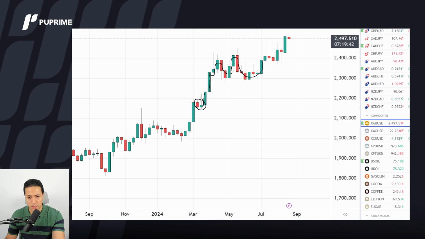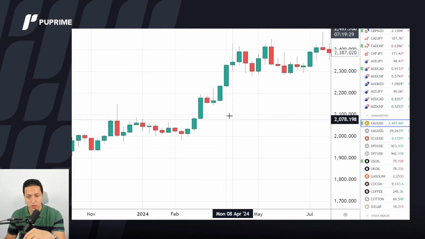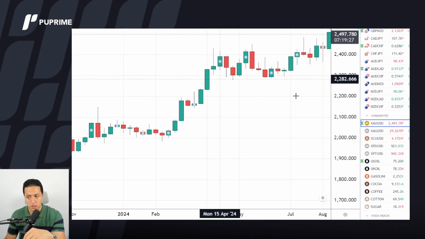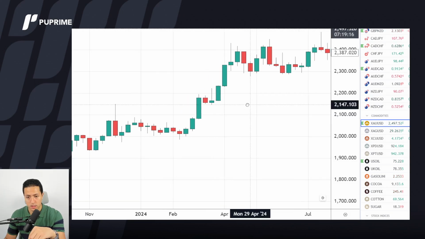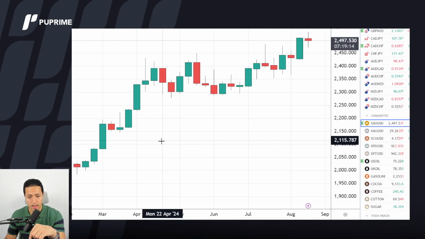Wow, we have some base. Wow, we have explosive one, two. We have already identified a rally base rally, because you have the leg out, which is here, explosive. You have the leg in, and you have the base, two candles. Okay, let's draw the demand zone.